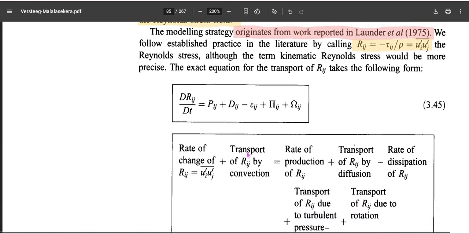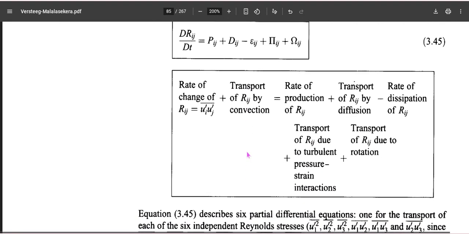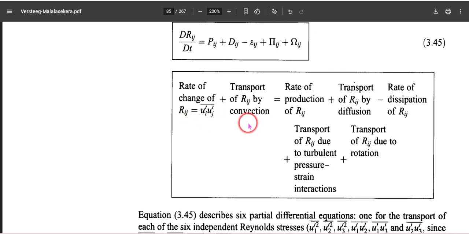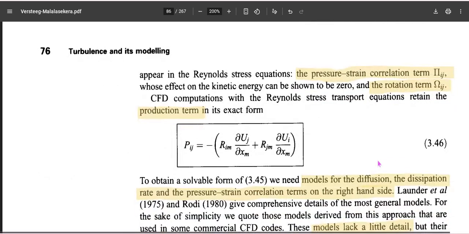These Reynolds stress transport equations have the rate of change related to convection, diffusion, production and dissipation. In addition, there are two more terms which contribute to the rate of change of the Reynolds stresses. One is from the pressure-strain relationship, and another is due to the transport due to rotation of the Reynolds stress terms.